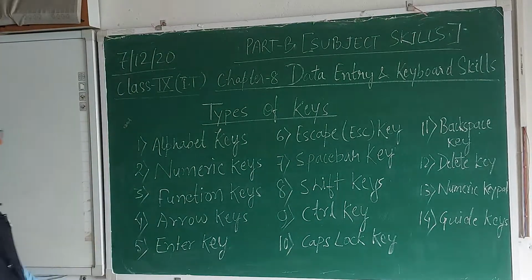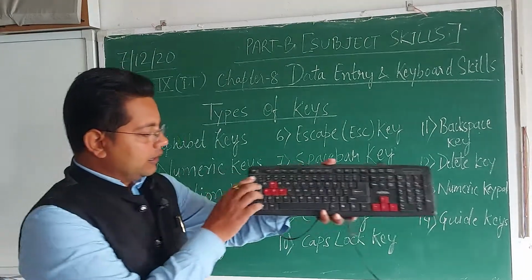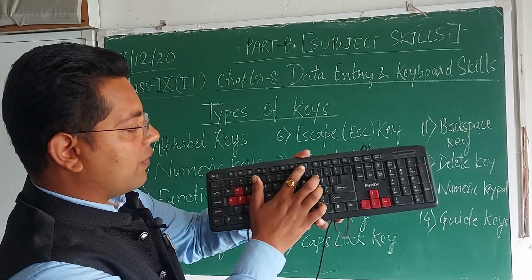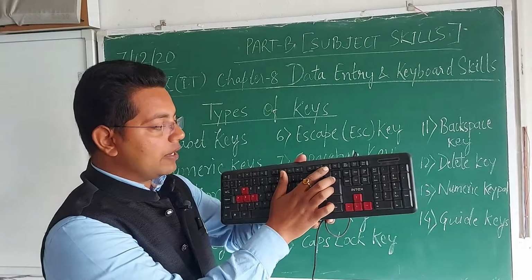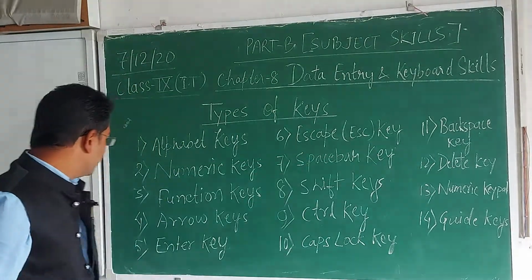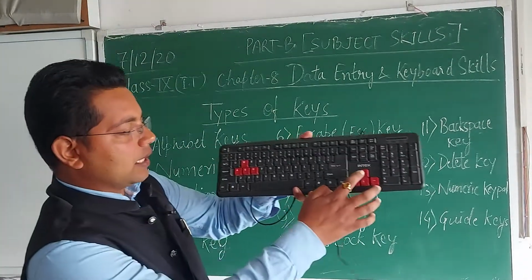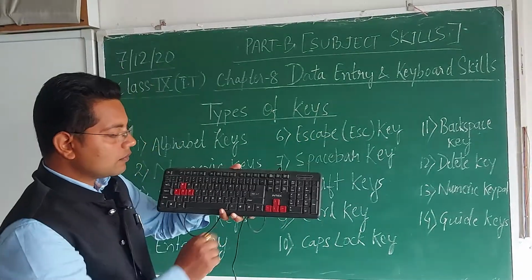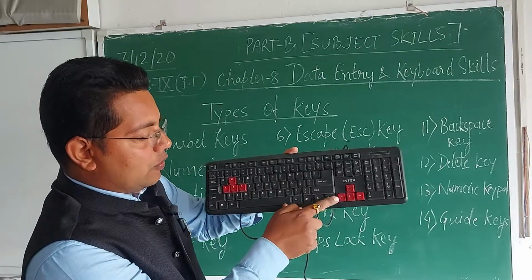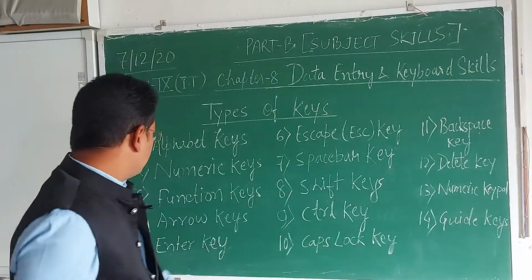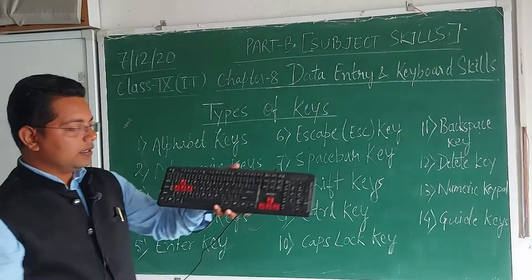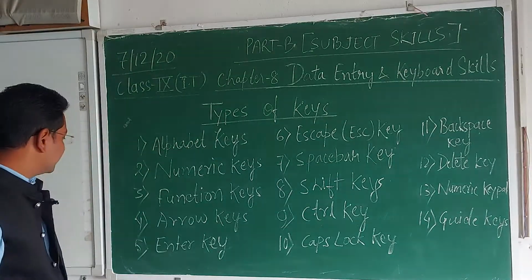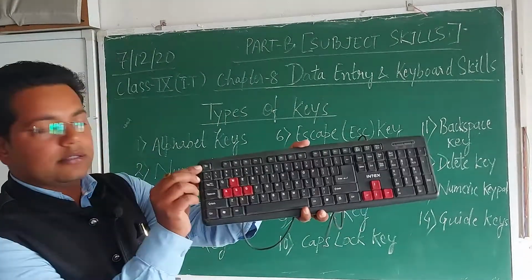Okay. The next one is that is function keys. See, these are the function keys, that is F1, F2, F3, F4, F5, F6, F7, F8, F9, F10, F11 and F12. Okay. Next, that is arrow keys. So these are arrow keys. This and this. Okay. Up arrow, down arrow, left arrow and right arrow. Okay. The next one is enter key. See, this is enter key and this one more here. Okay. Next one is that is ESC, escape key. Here it is escape key.